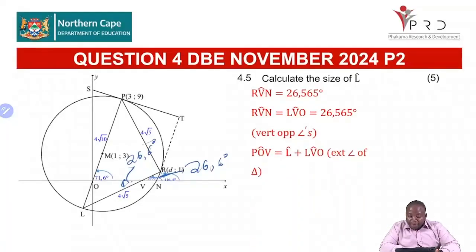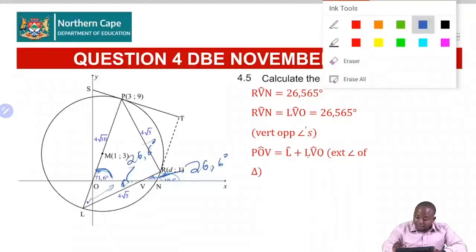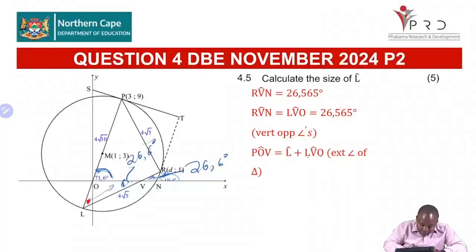Right. As we proceed, then we realize that POV, this angle, which is the exterior angle, is equal to angle L plus LVO. So it's equal to these two angles. Let me just mark them with a red marker there. So this angle, which is an exterior angle, is equal to the sum of this angle and that angle right there, which is angle L plus LVO, which is an exterior angle of a triangle.